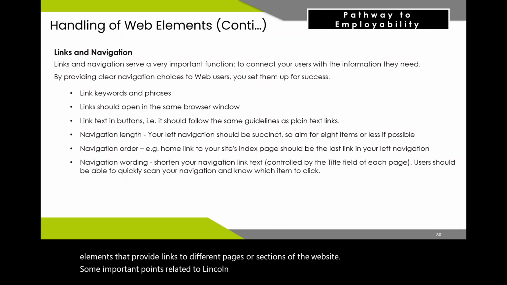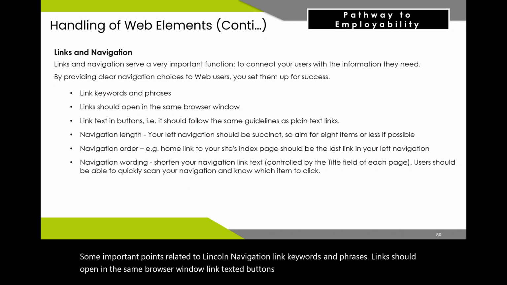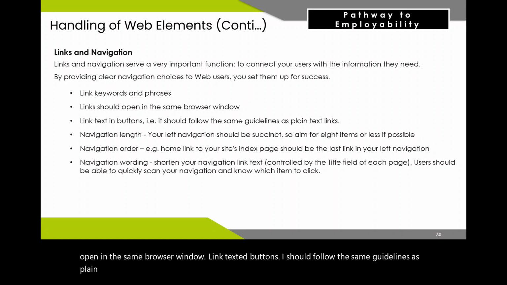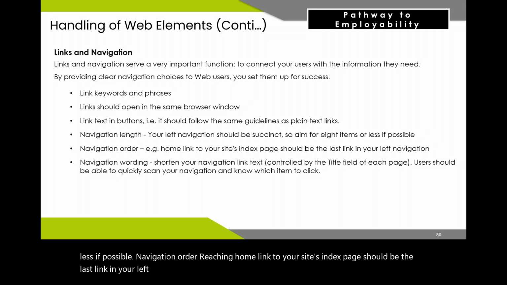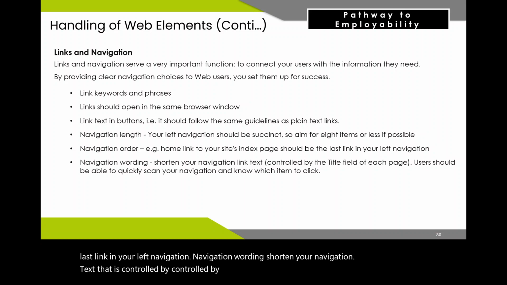Link keywords and phrases. Links should open in the same browser window. Link text in buttons, i.e. it should follow the same guidelines as plain text links. Navigation length. Your left navigation should be succinct, so aim for 8 items or less if possible. Navigation order, e.g. home link to your site's index page should be the last link in your left navigation. Navigation wording. Shorten your navigation link text that is controlled by the title field of each page. Users should be able to quickly scan your navigation and know which item to click.